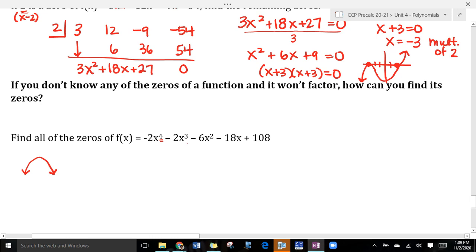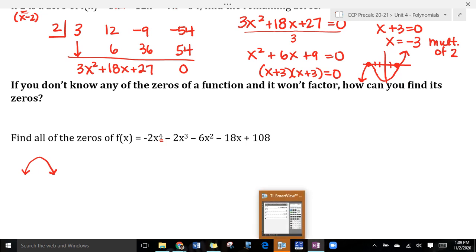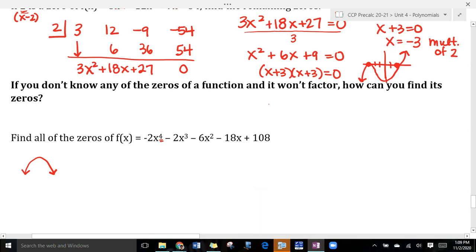Can you factor this? I feel like I could factor out a -2, but then again, I'm kind of stuck. I can't do any grouping because there's 5 terms. So really we're stuck. This isn't something I feel comfortable factoring. So let's just look at the graph. Let's grab a calculator and see what the graph will tell us about this function. If you don't know any zeros of a function and you can't factor it, let's start by graphing it on the calculator and see what it tells us.